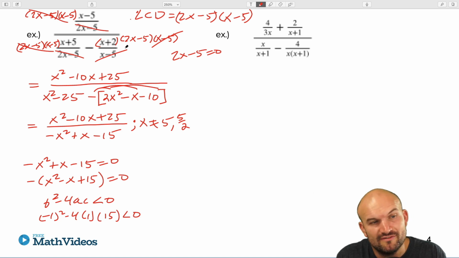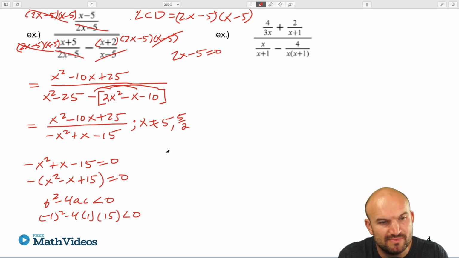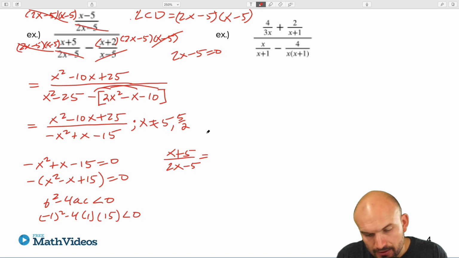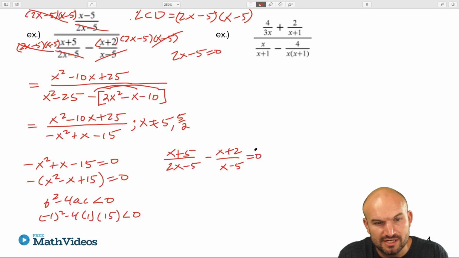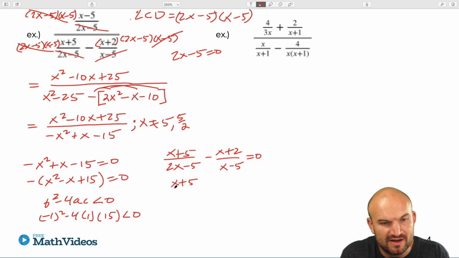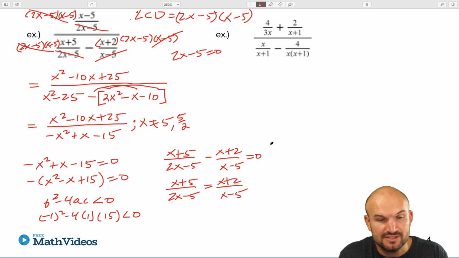And then let's just go ahead and verify up further here, just make sure that these are not going to the denominator and that there is nothing else extraneous. So if I said this needs to be x plus 2 over x minus 5 equals 0, then I can set (x plus 5)/(2x minus 5) equal to (x plus 2)/(x minus 5). Just add that to the other side.